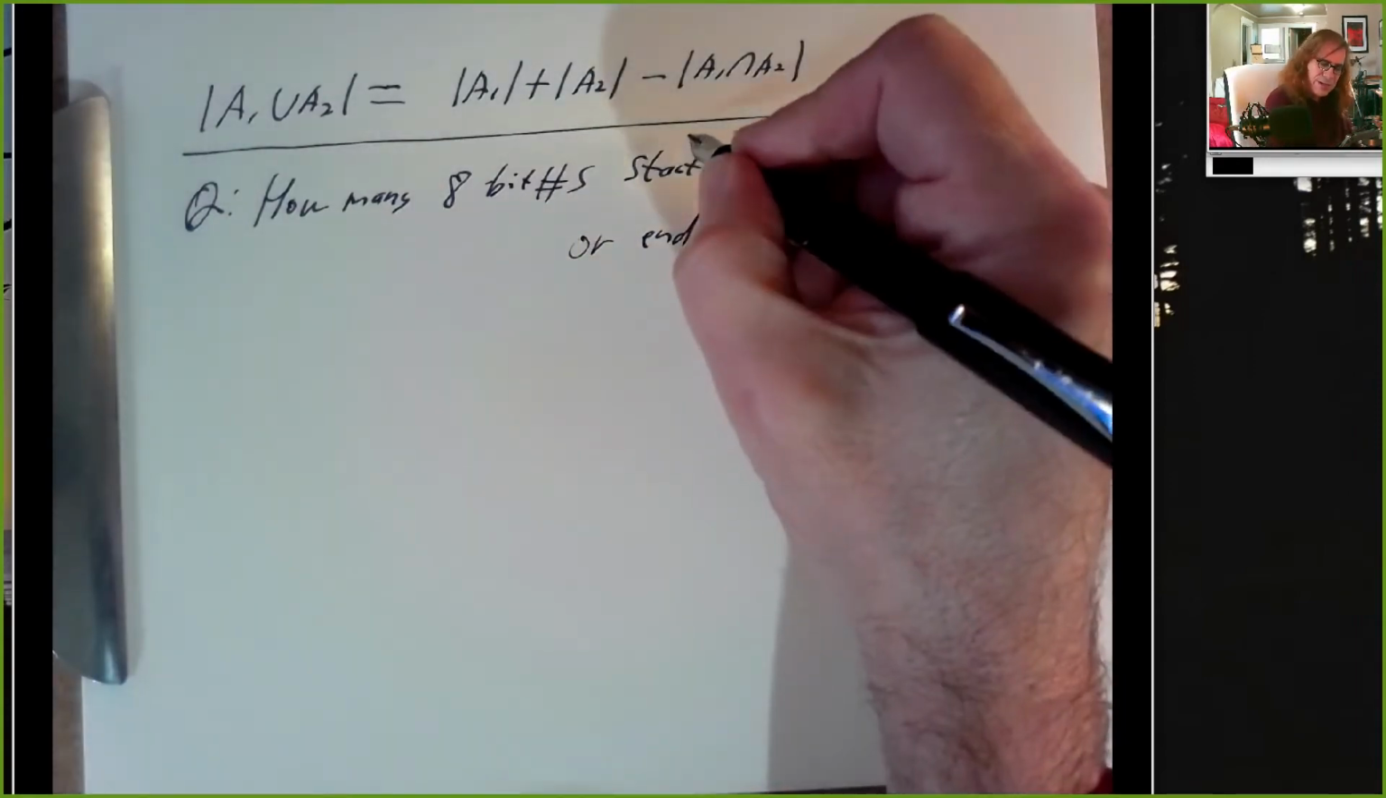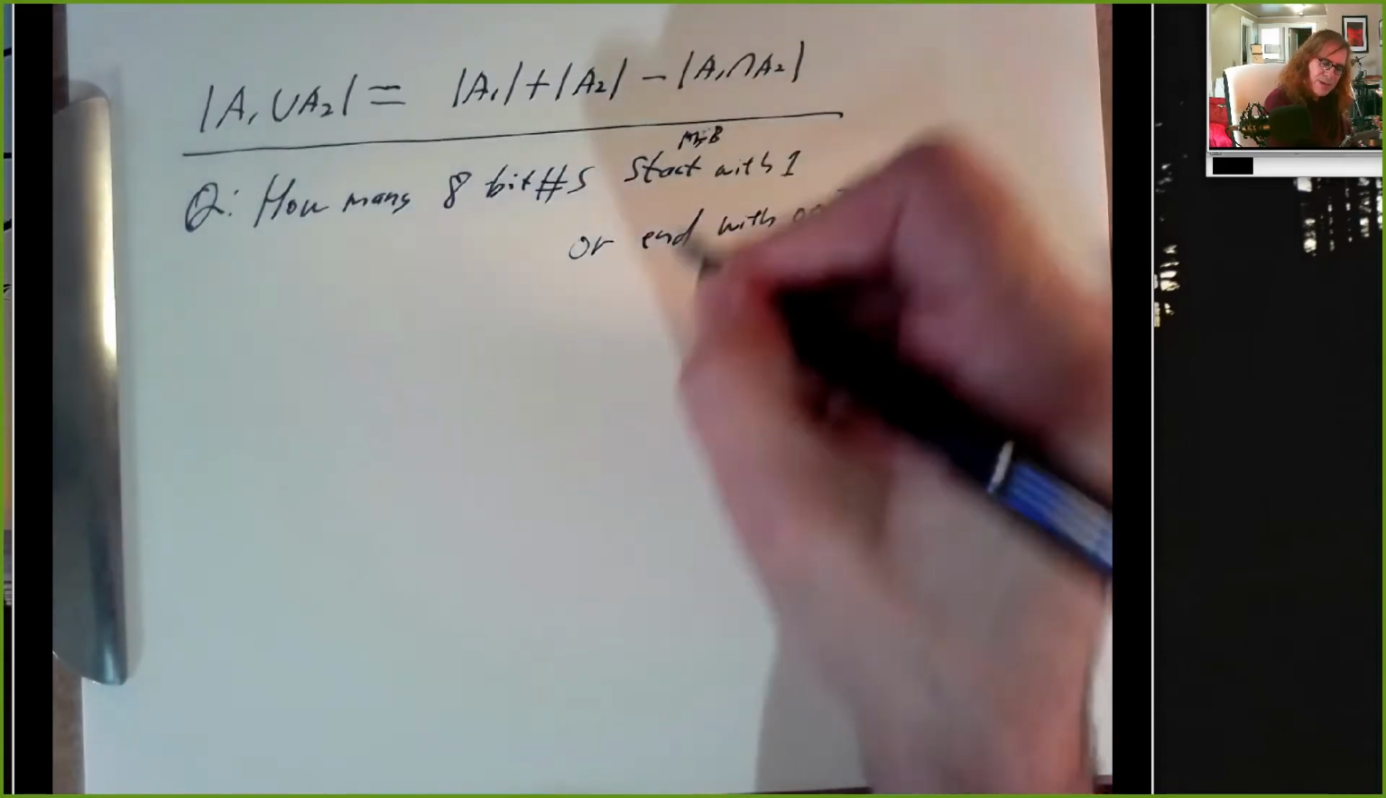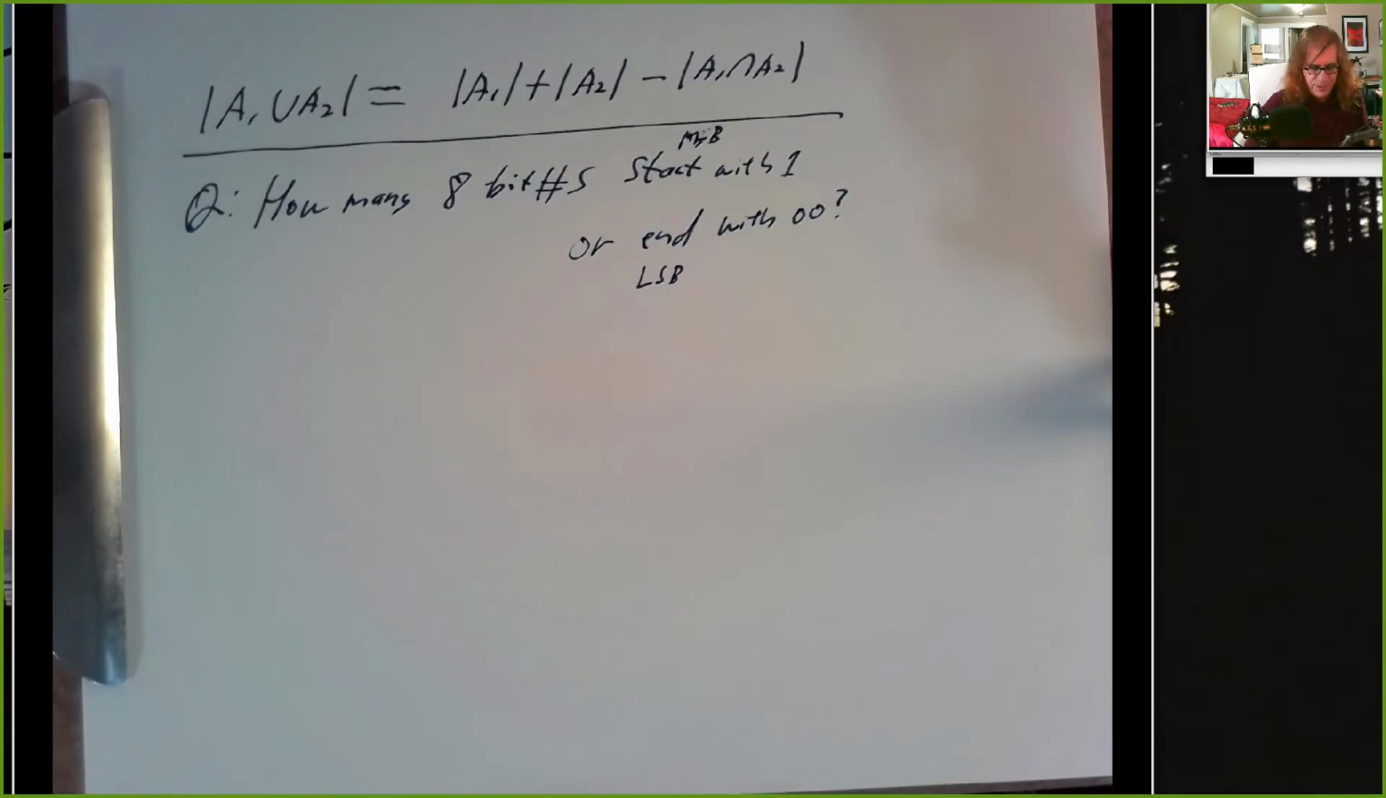So start, I'm going to say that's most significant bit, so we'll be big endian. And end, I'm going to mean least significant bit. So how many 8-bit numbers either start with a 1 or end with 2 zeros?